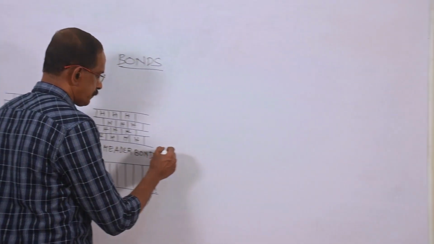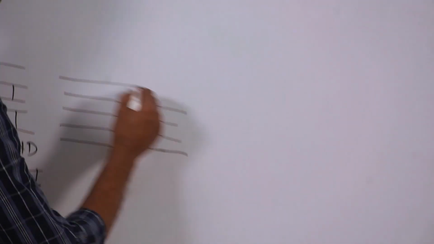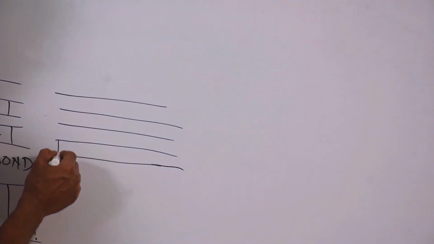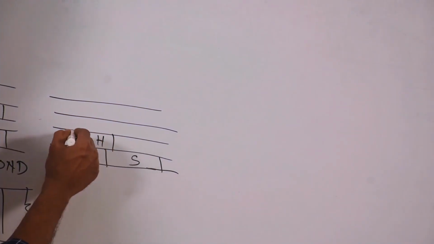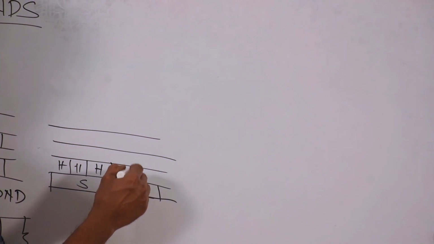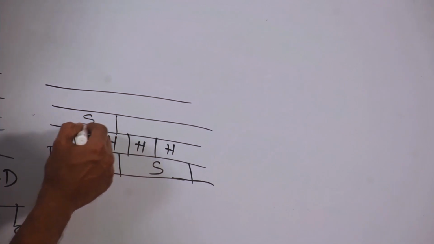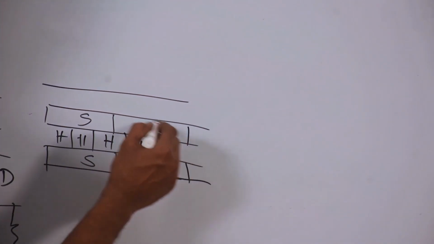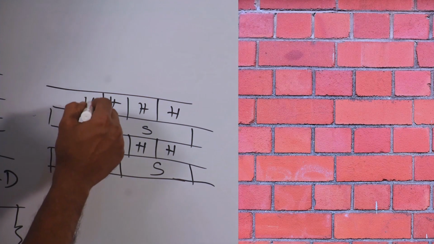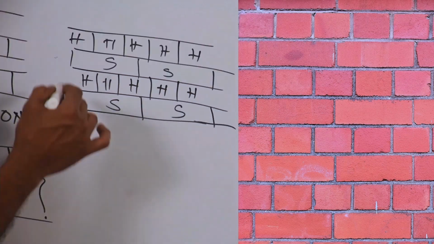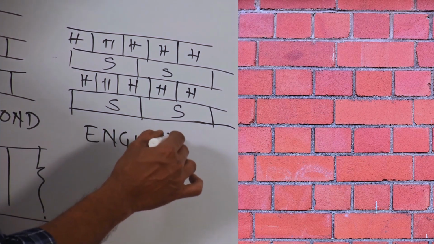Now, if you draw the front view of the third style of arrangement, the arrangements are like this. First layer full of structures, second layer full of headers, third layer again the repetition of the first layer. This arrangement or this bond is called English bond.